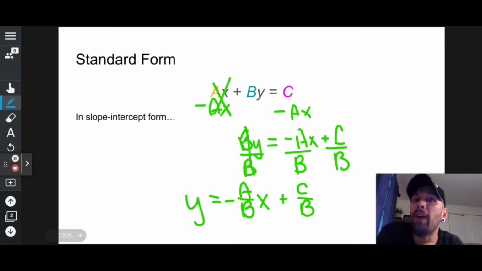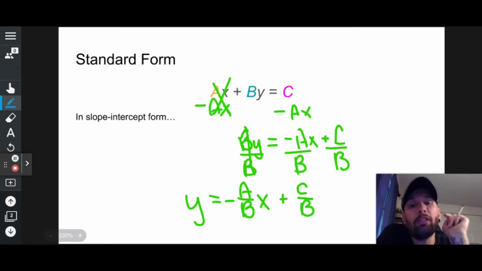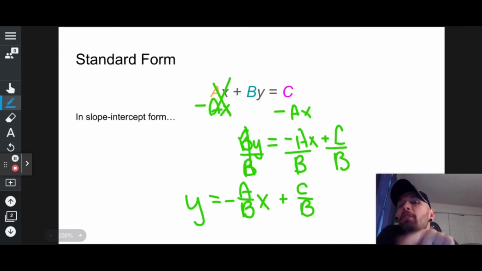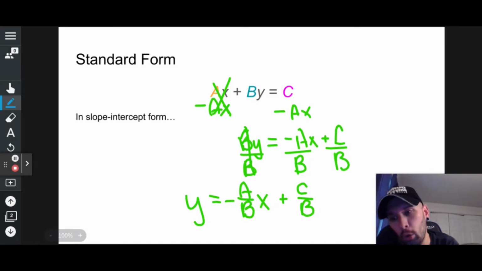So what I just found out is if I give you something in standard form, my slope is negative A over B, and my y-intercept is C over B. My slope is negative A over B, and my y-intercept is C over B.